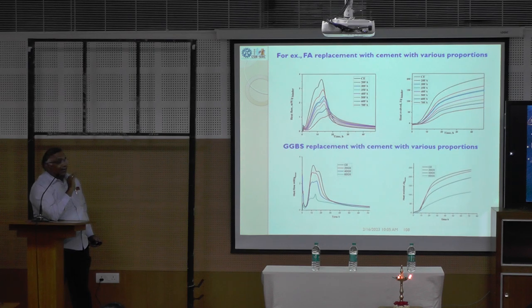Another study, you can see here. This is fly ash replacement at some levels up to 70. There is no reason behind it, just for this study we have done it. Up to 70% replacement. Likewise, 60% GGBS. Have you noticed any difference between these two pictures?